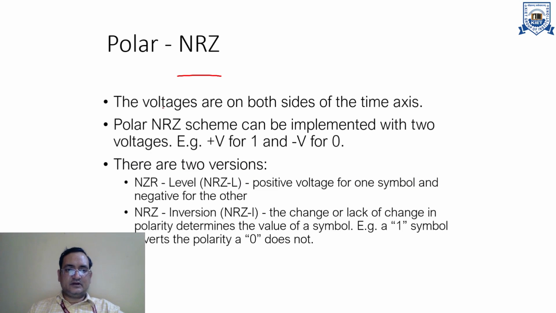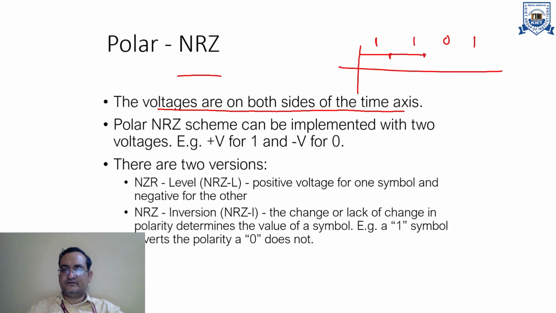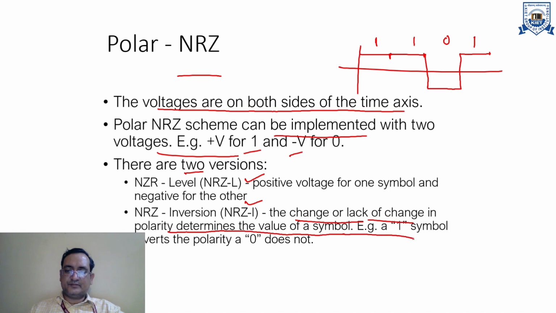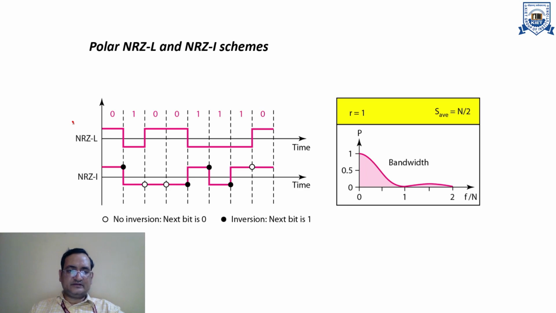Now polar NRZ: the voltages are on both sides of the time axis. If you are transmitting 1 1 0 1, then 1 is represented by +1, 0 is represented by -1, and again 1 by +1. So the polar NRZ scheme can be implemented with two voltages, plus V and minus V. There are two categories, NRZ-L and NRZ-I. The change or lack of change in polarity determines the value of the symbol. For example, in NRZ-I a 1 inverts the polarity, while a 0 does not. This is the example of NRZ-L and NRZ-I.